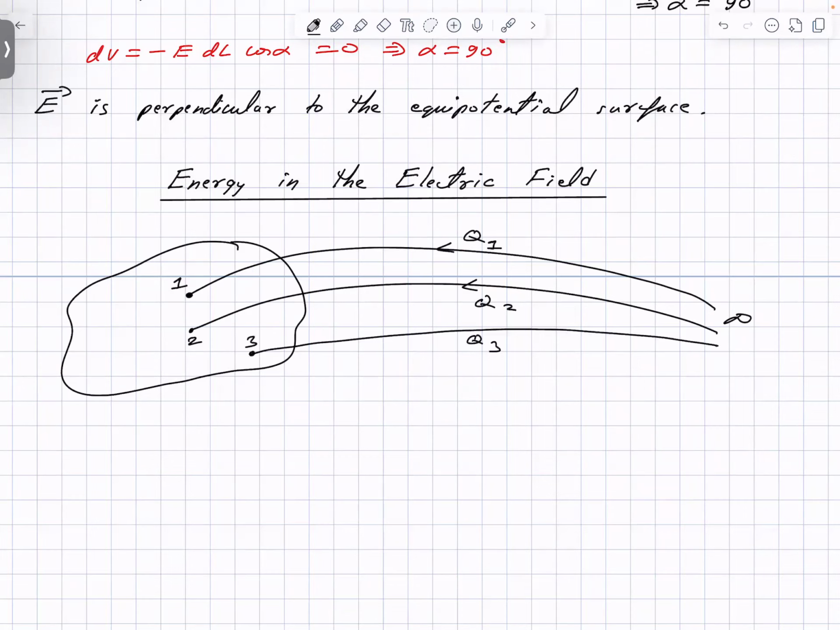Then we have Q3. So we continue in this manner until we get to, let's say, Qn. So there are n discrete charges. And to bring each charge from infinity to a region where there is non-zero electric field, the external agent will have to expend some energy, and that energy will be stored in this region.